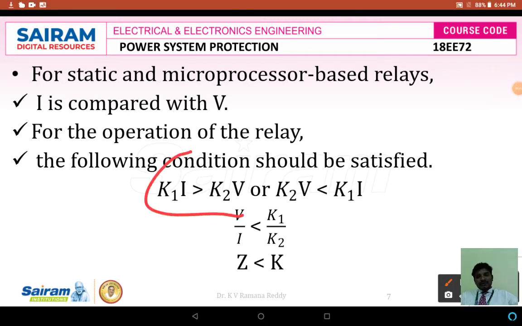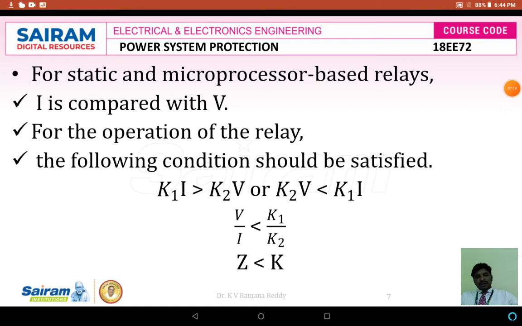If K1 I value is greater than K2 V, then the condition of the relay has been satisfied and the relay will generate a command signal to the circuit breaker to isolate the faulty section of the system from the healthy section. Now here, if K1I is greater than K2V, I am sending that I to this side, so V by I becomes K1 by K2. Of course, K1 by K2 value is greater than V by I.